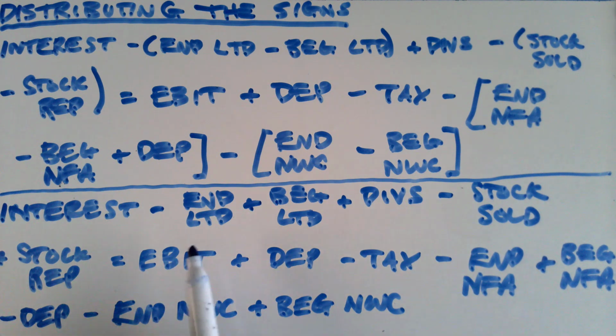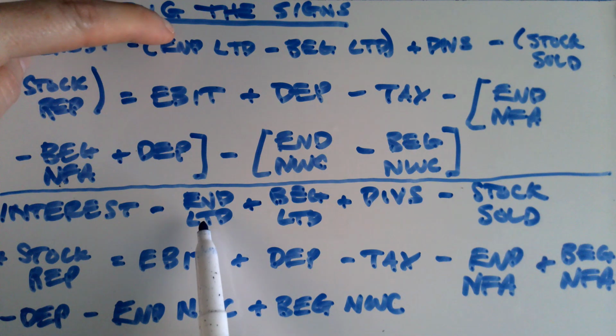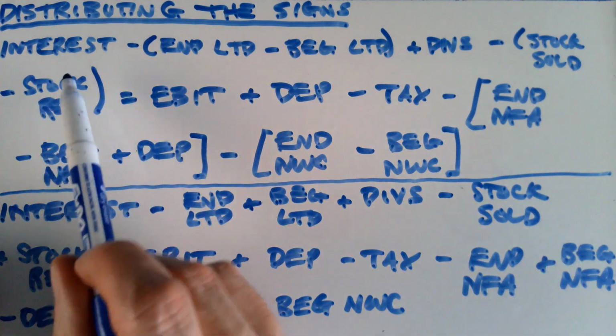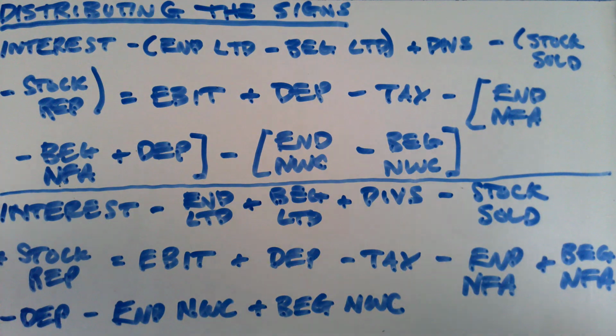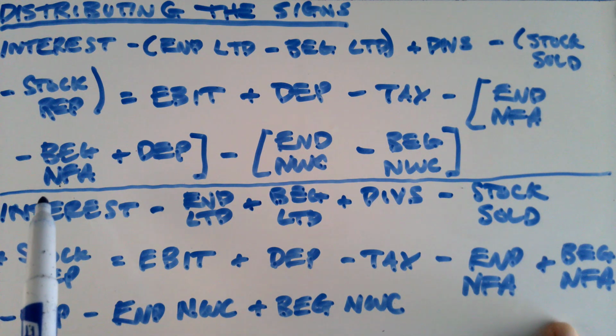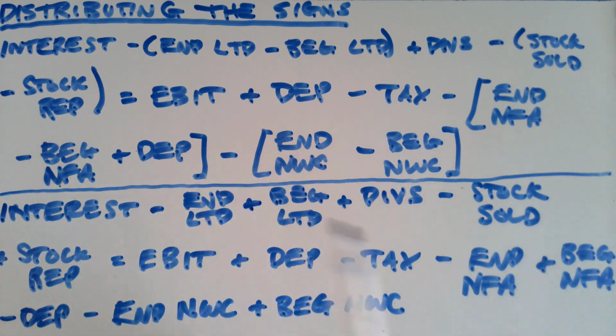And so now we have minus ending long-term debt plus beginning long-term debt minus stock sold plus stock repurchased. We also have negative ending net fixed assets, positive beginning net fixed assets, negative depreciation, negative ending net working capital, and positive beginning net working capital. And something interesting happens here. We have a positive depreciation and a negative depreciation, and those things are actually able to cancel out. So that simplifies it just the slightest little bit.